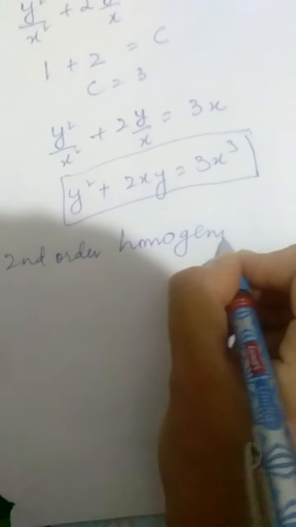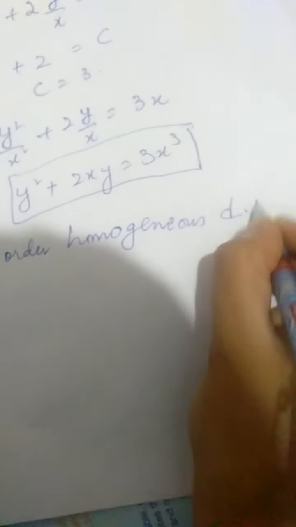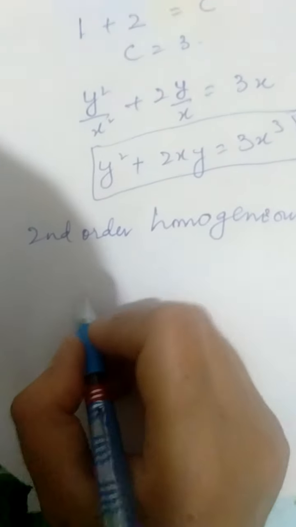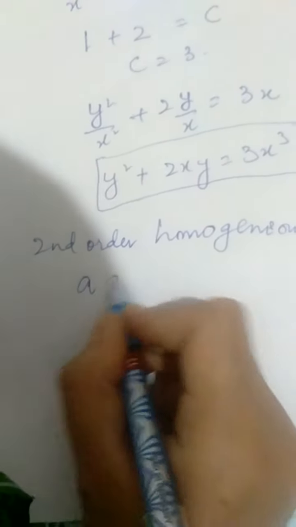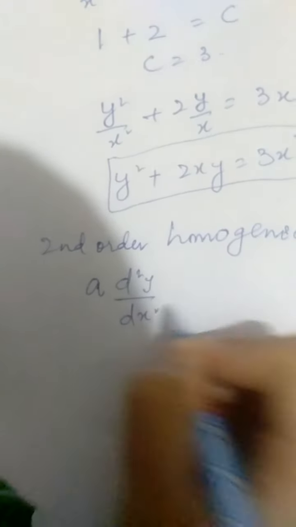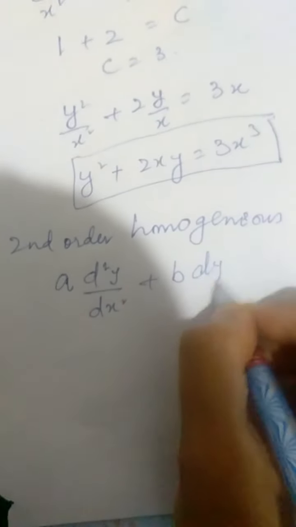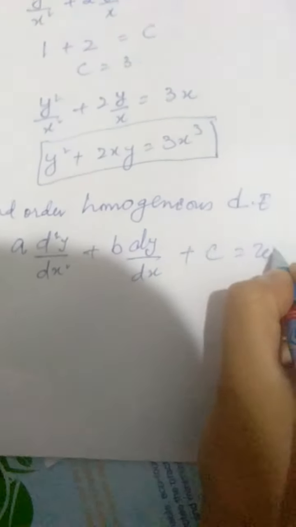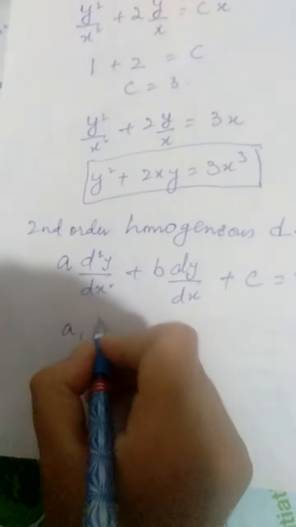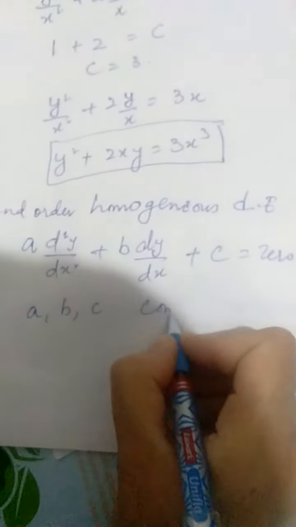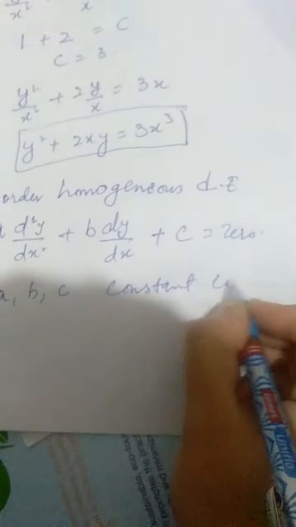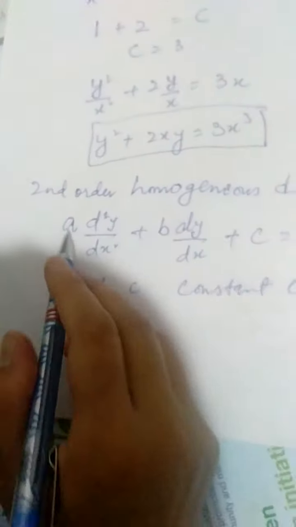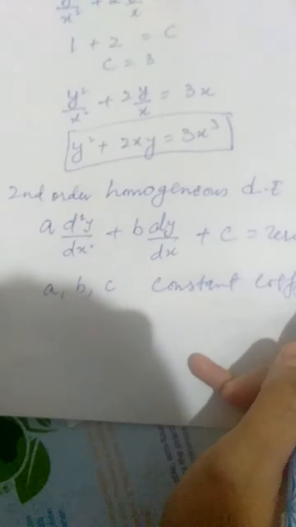homogeneous differential equations. Generally, a second order homogeneous differential equation is represented as a times d square y by dx square plus b times dy by dx plus c is equal to 0. Now, a, b, c are constant coefficients. And remember, they are not functions of x or y. They are just constant coefficients.